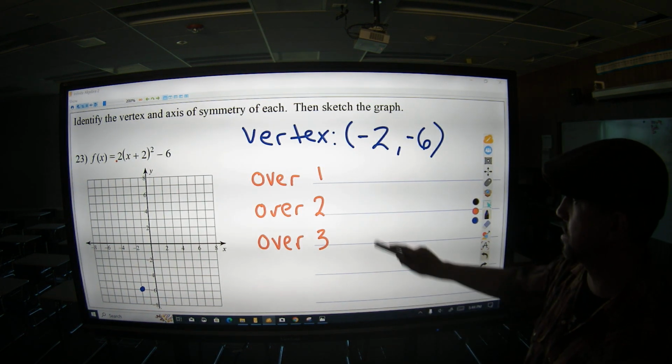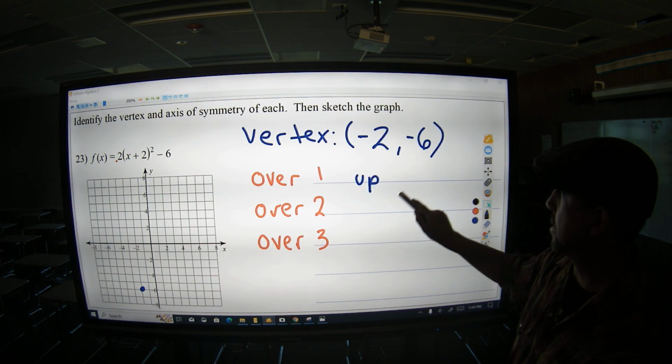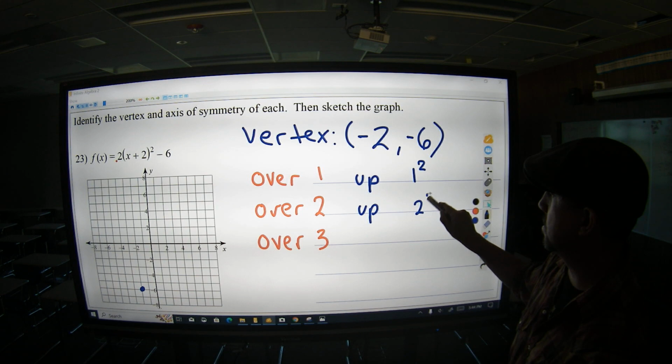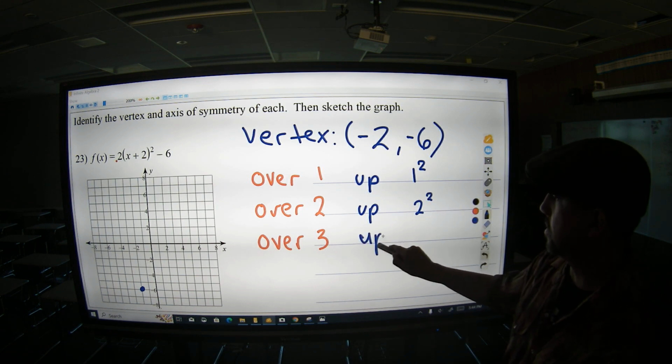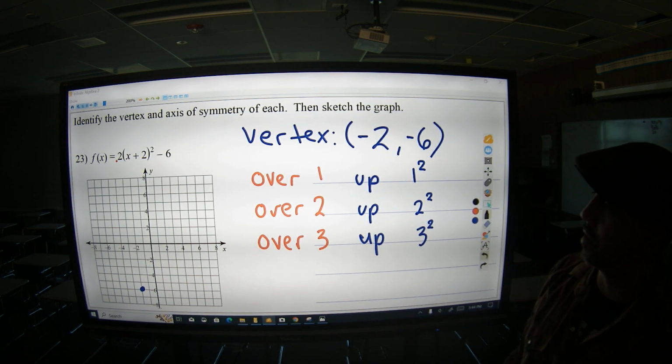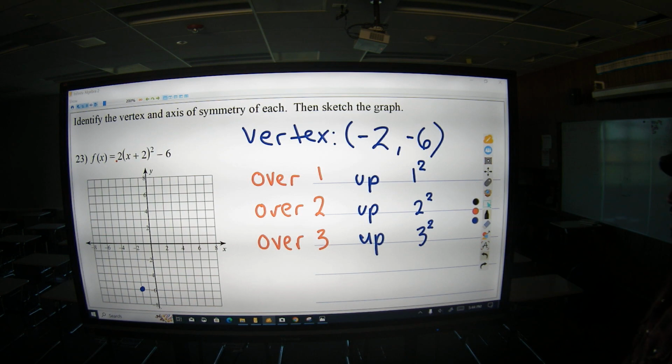In this case, since it's positive, we would go up, okay? And like I told you, we'll go up 1 squared, or we'll go up 2 squared. That's what we usually do when the leading coefficient is 1. In this case now, we have another number in front, and that's a 2. So that means it's gonna be more complicated, but it's not that much more complicated.